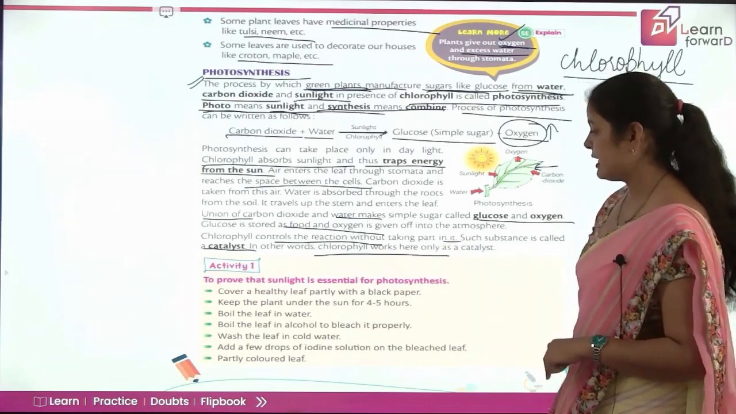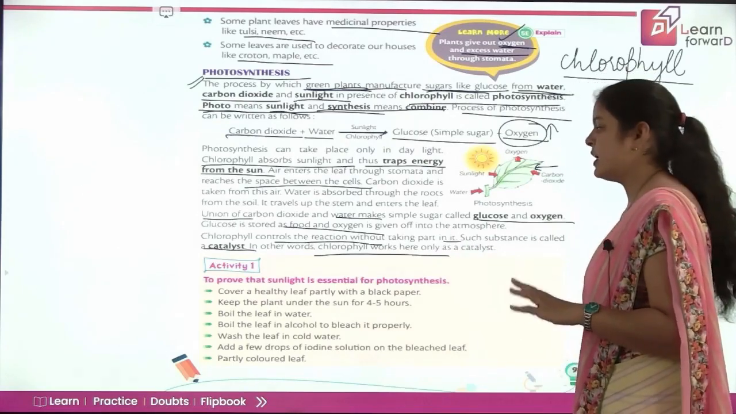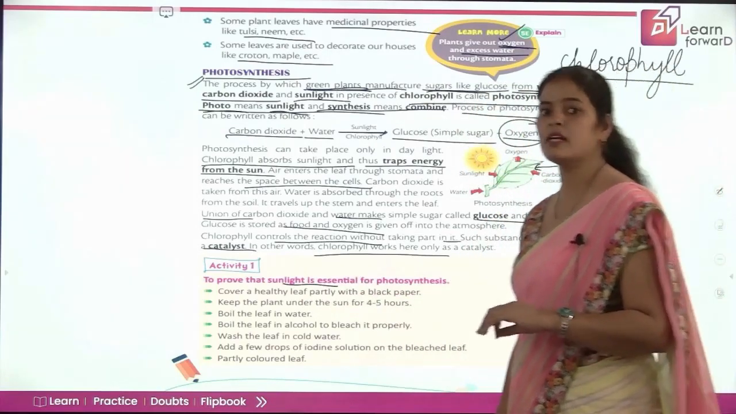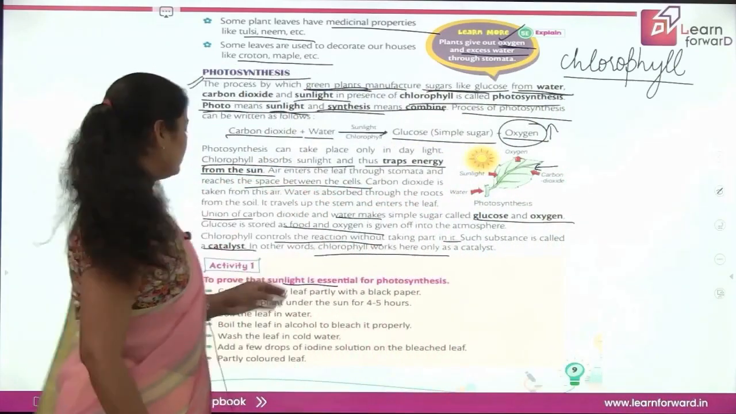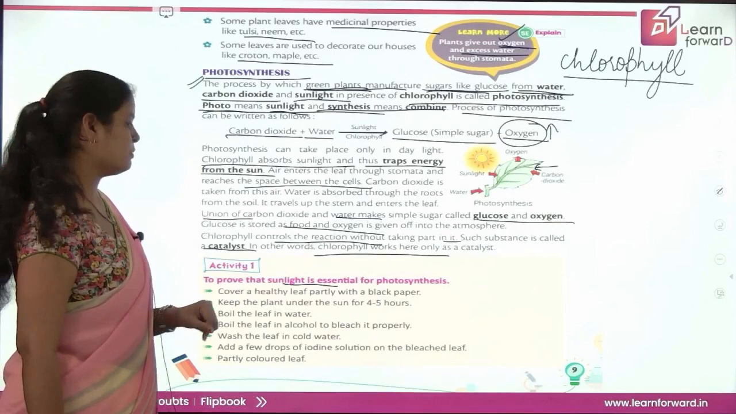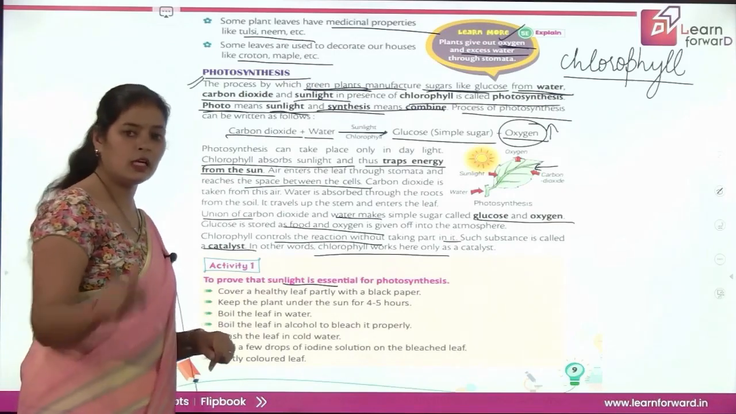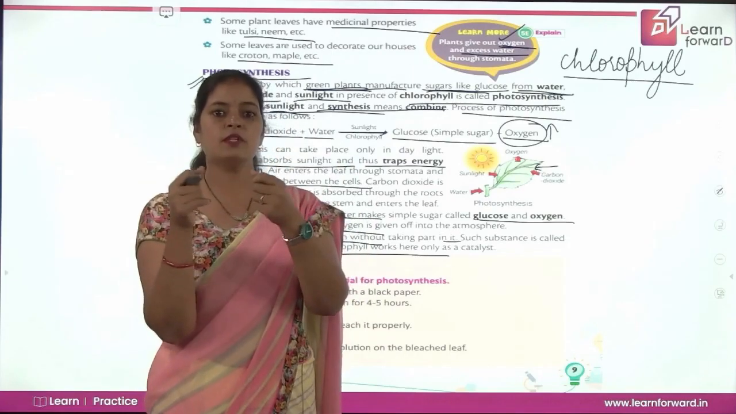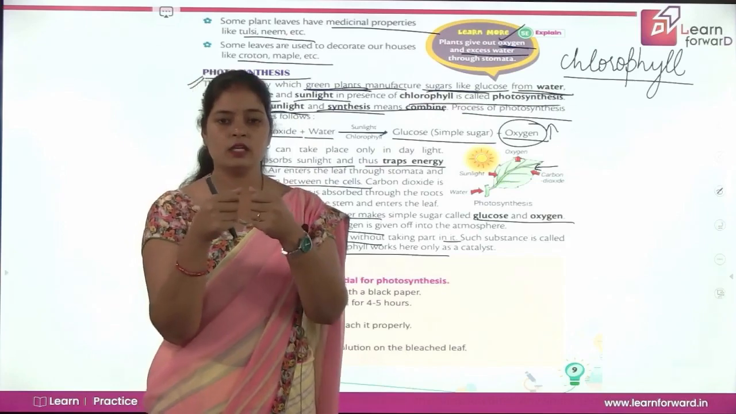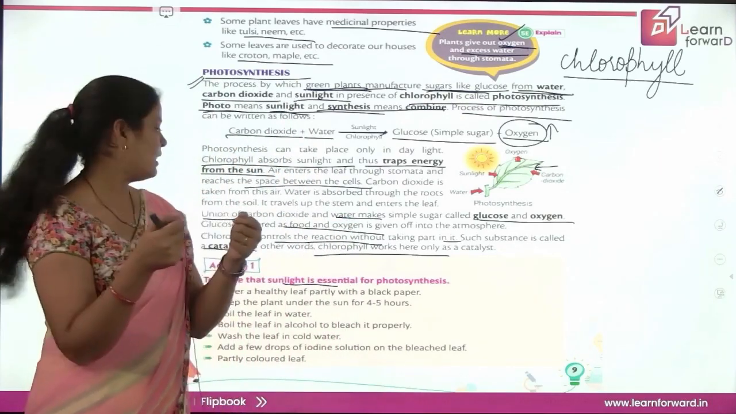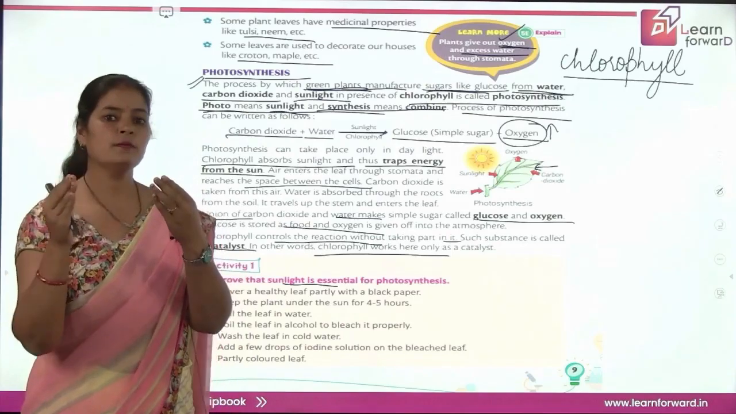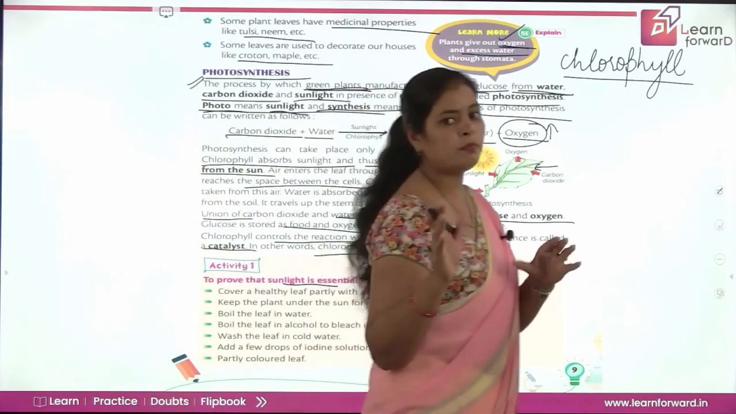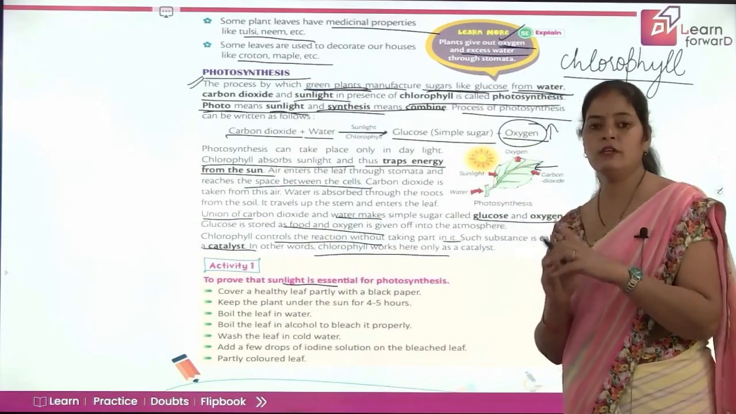Now there is one activity to prove that sunlight is essential for photosynthesis. How can we prove that without sunlight plants cannot photosynthesize? For that, what you have to do is cover a healthy leaf partly with black paper. Take a potted plant, and a leaf should be covered with black paper. Just attach 2 pins or paper clips over it, and you just cover one part or portion of the leaf. Keep the plant under the sun for 4 to 5 hours. Now you have to keep this plant with the covered leaf out in the sun.